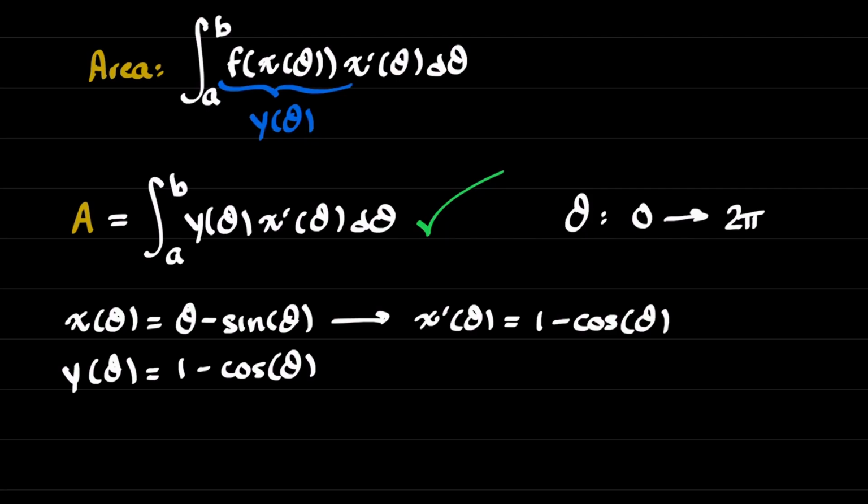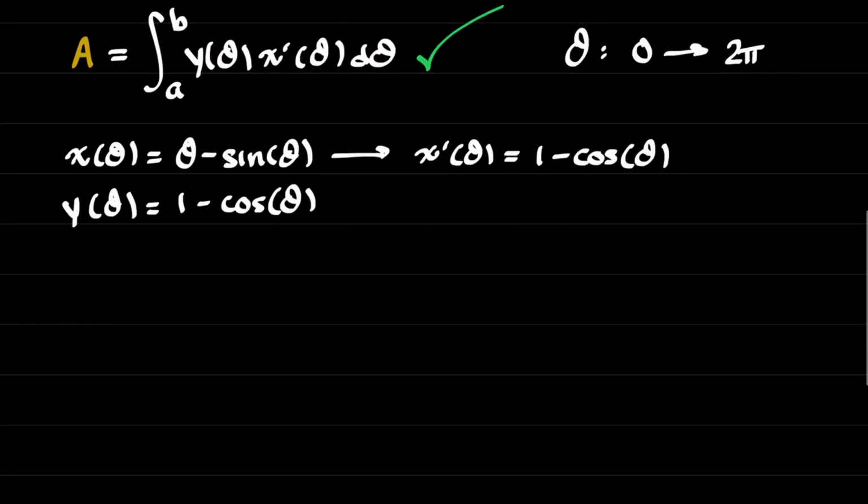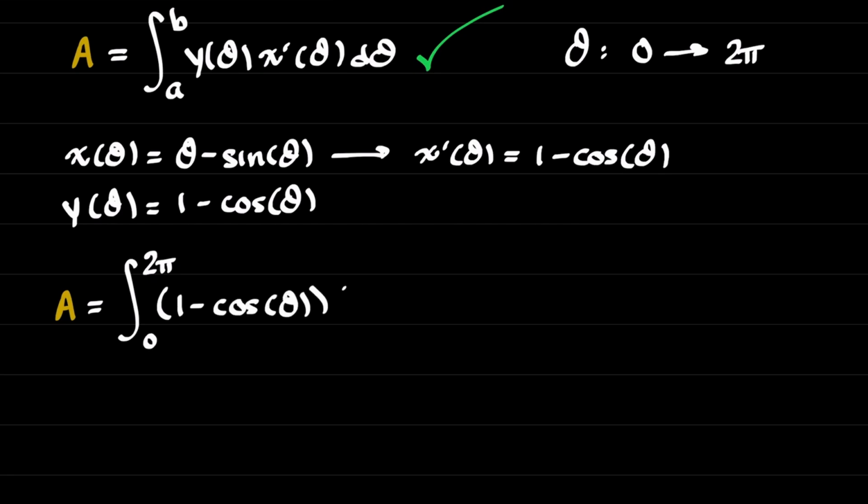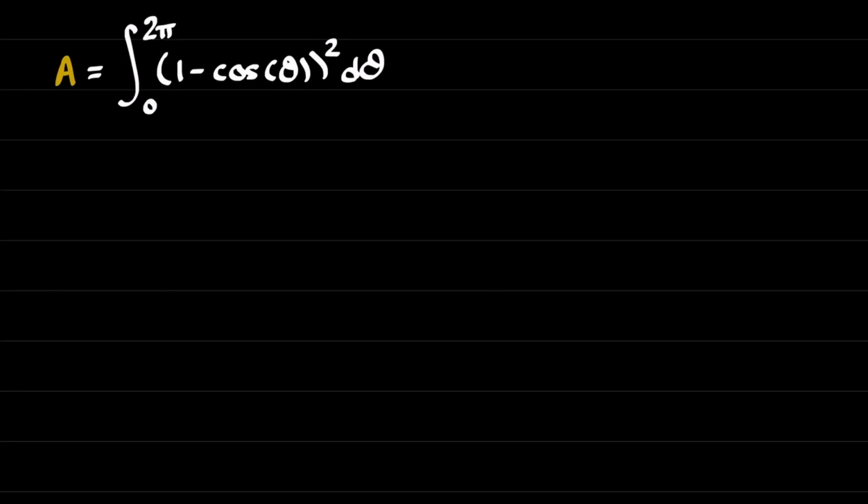Interestingly enough, for a cycloid, x prime of theta is equal to y of theta. So now if I go ahead and rewrite our integral down below, we'll see that A is equal to the integral from 0 to 2 pi, again that's where theta ranges from, of 1 minus cosine of theta, that's y of theta, times 1 minus cosine of theta again, that's x prime of theta, d theta. Let's go ahead and rewrite that integrand as (1 minus cosine theta) squared. The next thing I'm going to do is expand that term. This is going to become 1 minus 2 cosine of theta plus cosine squared of theta.